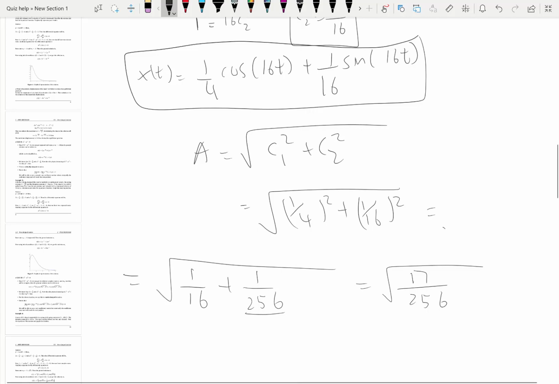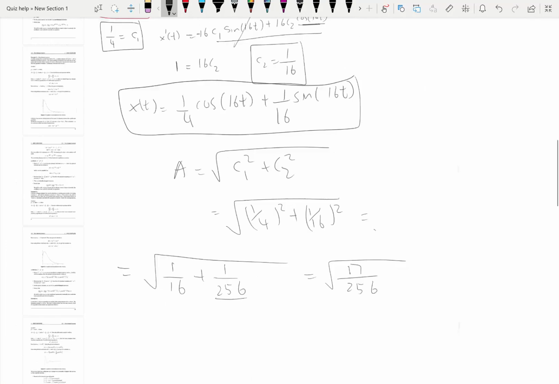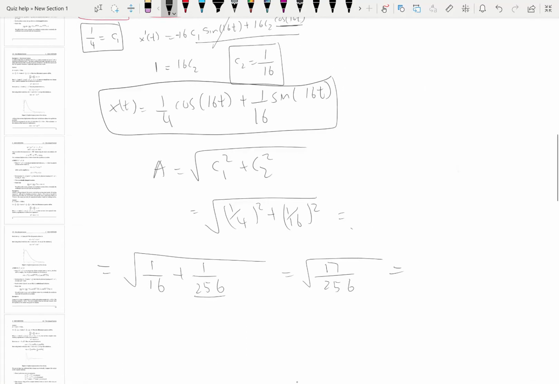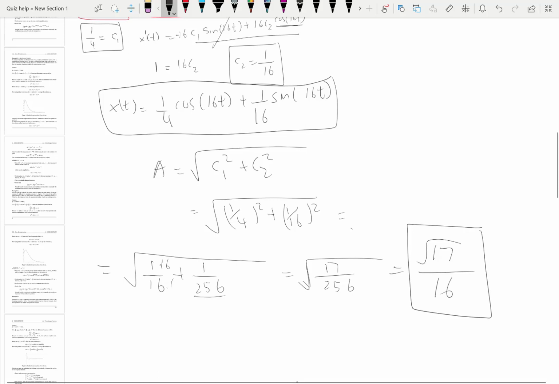How I got that, you have to do it by yourself. I'm not spending time to add fractions. Basically I add these two fractions by multiplying this fraction by 16 top and bottom, so we get 16 times 16, 256, as the common denominator. Then we get the square root of 17 over 256, which is the square root of 17 over the square root of 256, which is 16. This is the amplitude. That is how you find the amplitude.